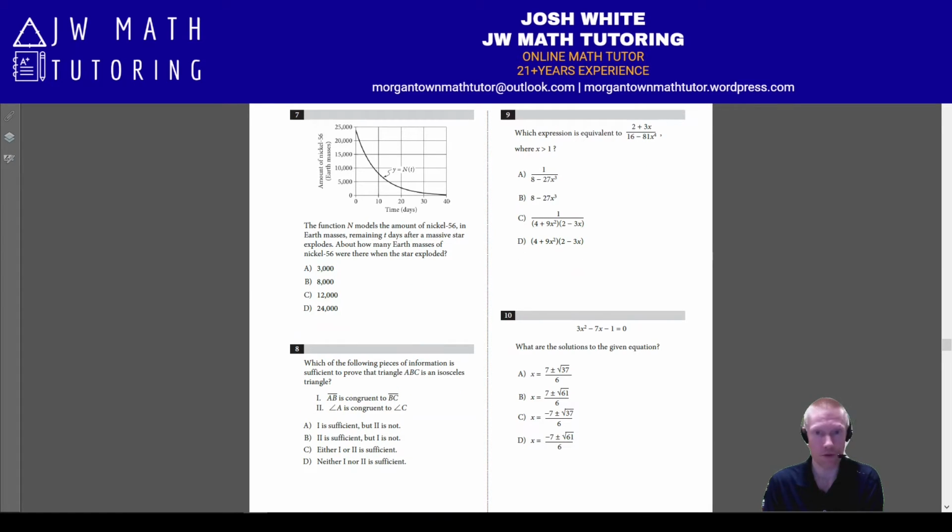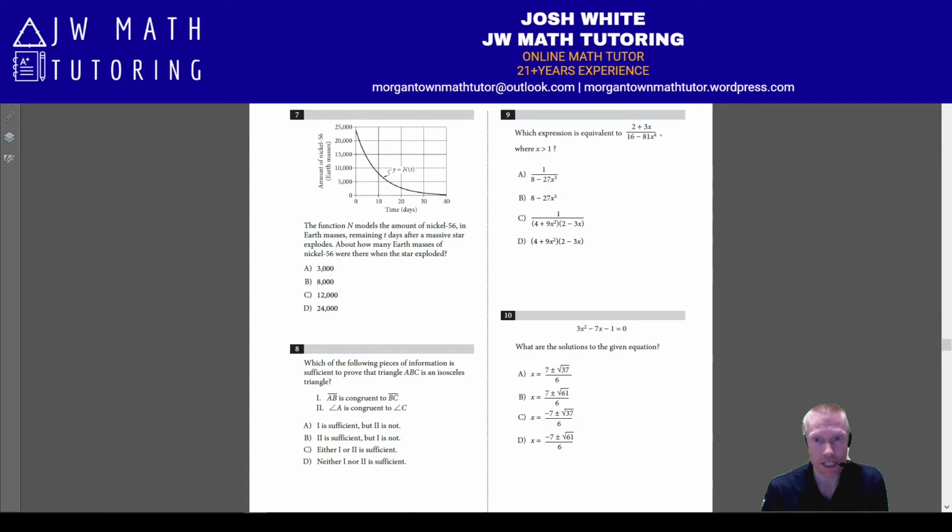Now, moving on to the next page, problem number 7. Here we have a graph where we've got time, or days, on our horizontal axis or x-axis, and we've got the amount of something on our vertical or y-axis. The question it's asking is, how many Earth masses of this nickel 56 were there when the star exploded?